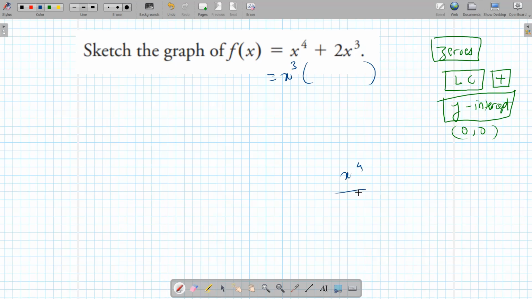What is x to the 4th over x cubed? We've done this, right? This is just exponent laws. Just x, exactly. What's 2x cubed over x cubed? Just 2, okay? Because the x cubed cancels out. There we go. Now that's in factored form. Can you tell me where the zeros are for this? It has 2 zeros.